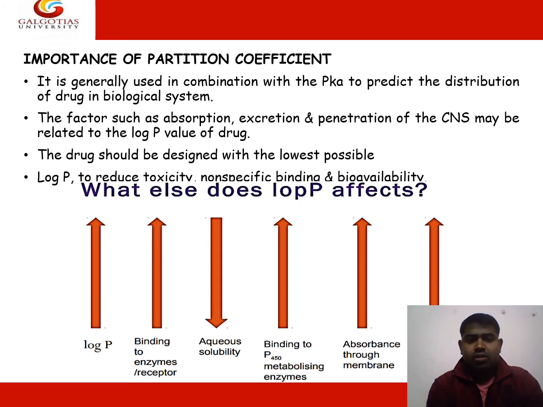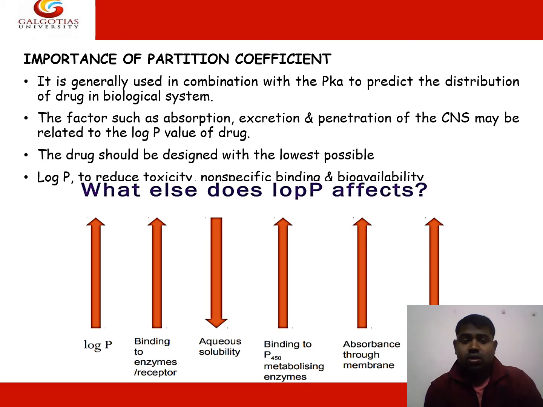What is the importance of the partition coefficient in relation to the biological activity of a drug? It is generally used in combination with the pKa to predict the distribution and transport of a drug in a biological system. Factors such as absorption, excretion, and penetration of the CNS may be directly related to the log P value. In an earlier slide, I told you that if your drug has a log P value less than 5, it has more ability to cross the blood-brain barrier or CNS. It will have more biological activity in the CNS.